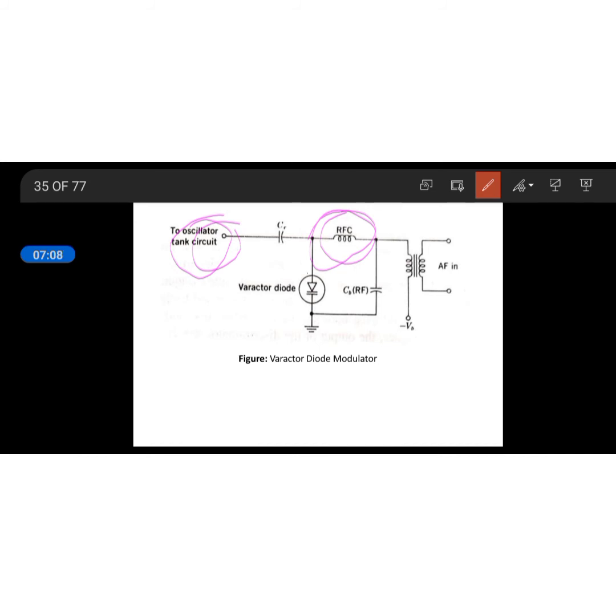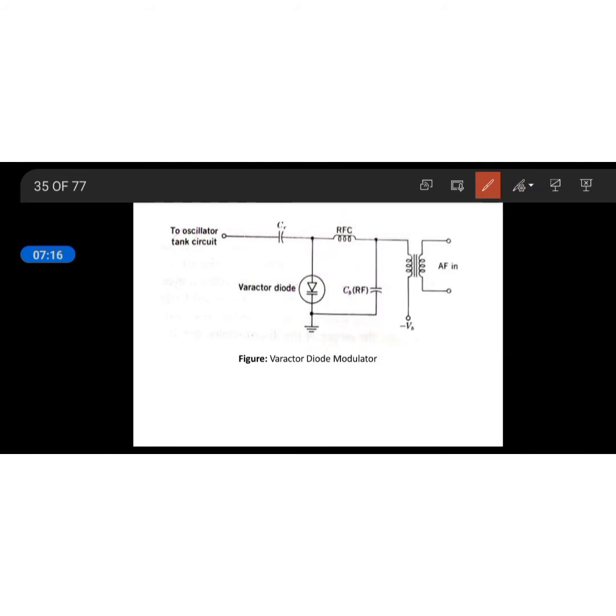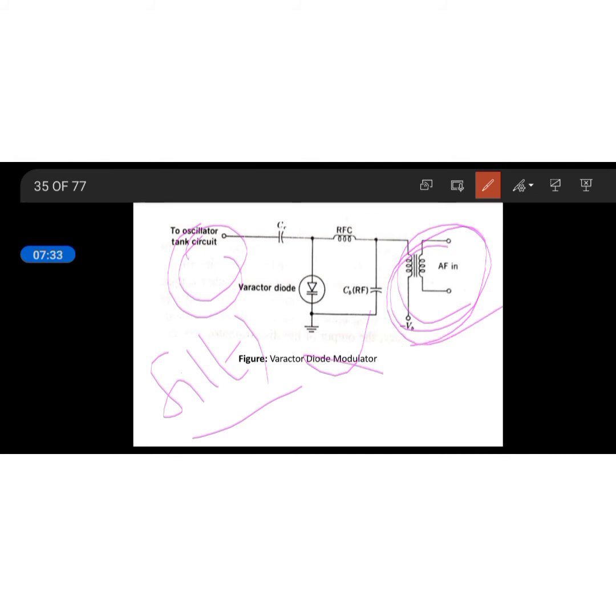So this is about a varactor diode. In this kind of varactor diode modulator, I am giving some overview. The instantaneous frequency of the tank circuit is directly proportional to the amplitude of the modulating signal. The instantaneous frequency Fi of t is proportional to what? Amplitude of the modulating signal.